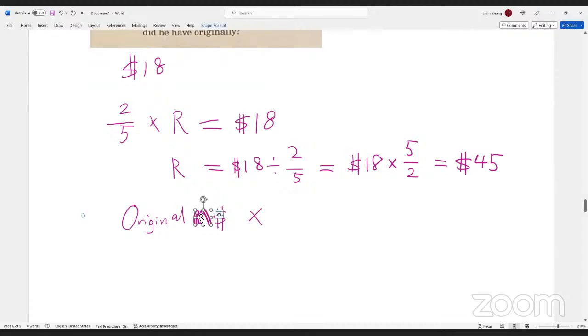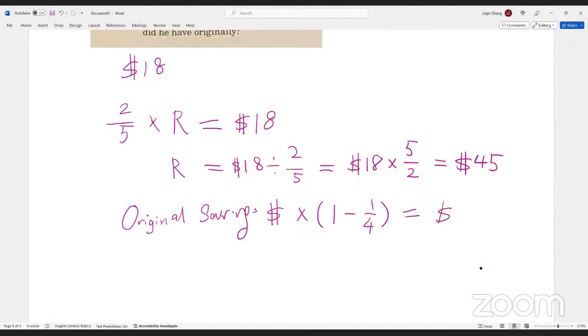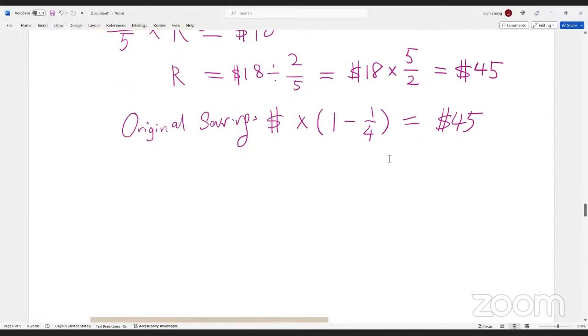So, which means the original money, the original savings, times the remainder. The remainder is 3 out of 5 equals the remainder money, 45, because this is a remainder, right? So in this way, we can find the original saving money, the original saving times 3 out of 4 equals 45.